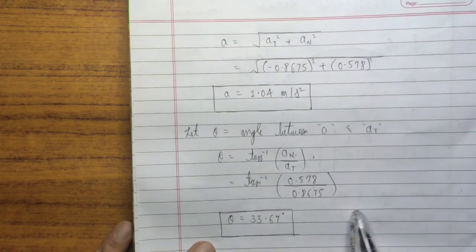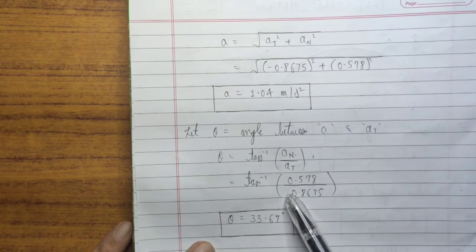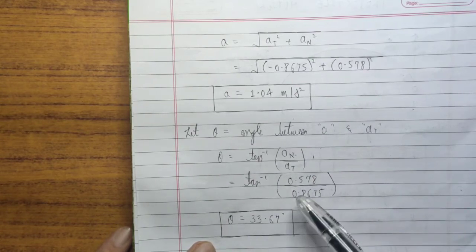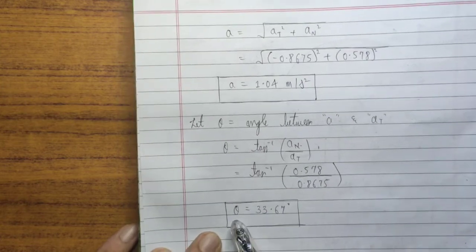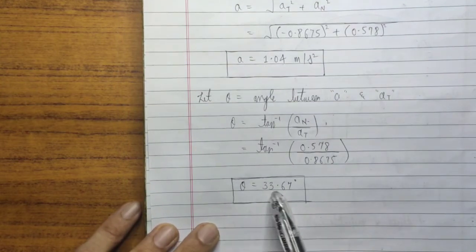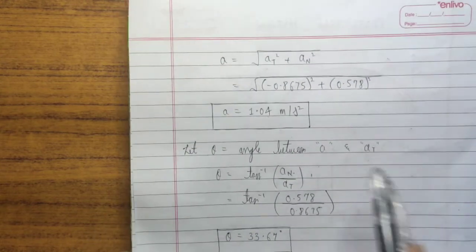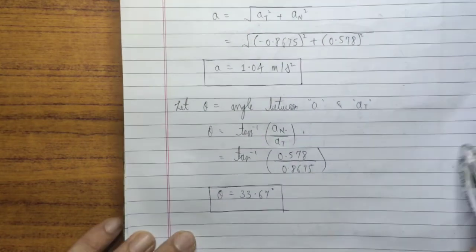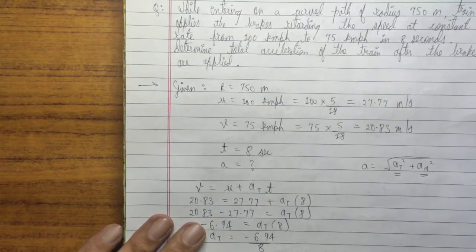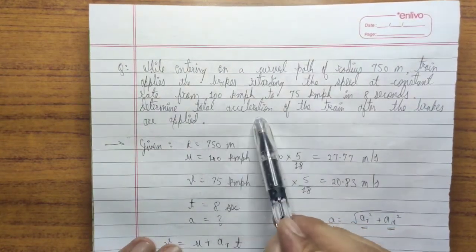Now see, in this case we have not used the negative value of at, because the negative sign just represents the direction, that it is decelerating. So we have just considered the magnitude. So we can find out the value of theta. It comes out to be 33.67 degree. Theta is nothing but the direction of this acceleration with respect to the tangential acceleration. So this is how you solve the numerical in which the total acceleration is asked.